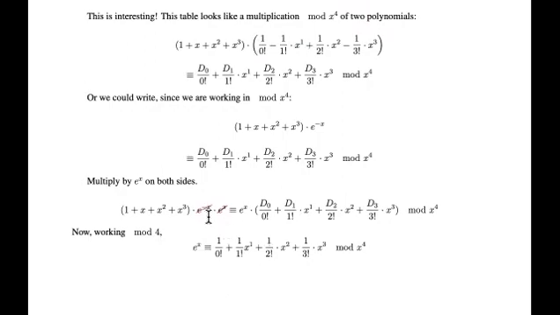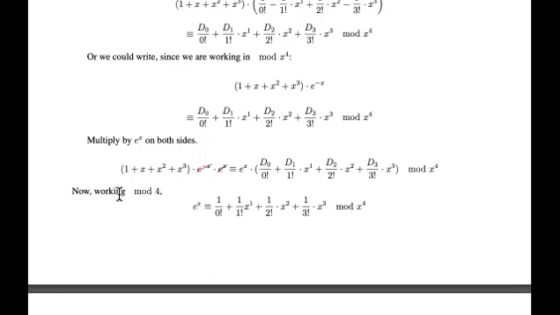Now on both sides, what if we multiply both sides by e to the x? It goes away over here, then you have e to the x times something over here, and you're modding out by x to the 4th. Working mod x to the 4th.